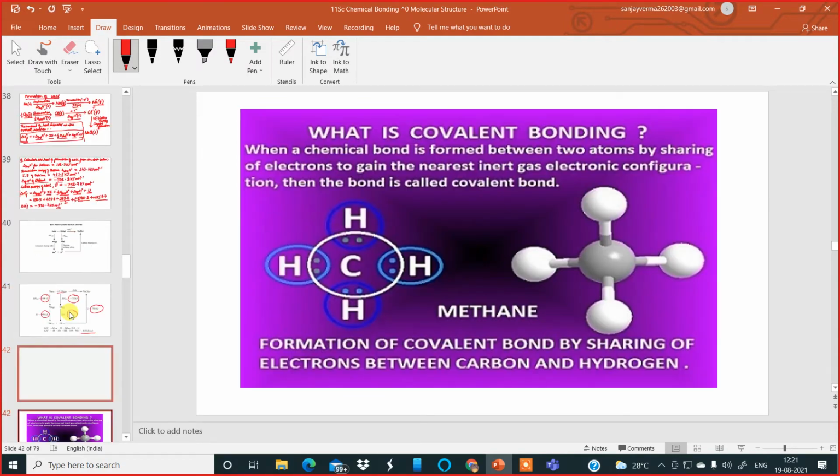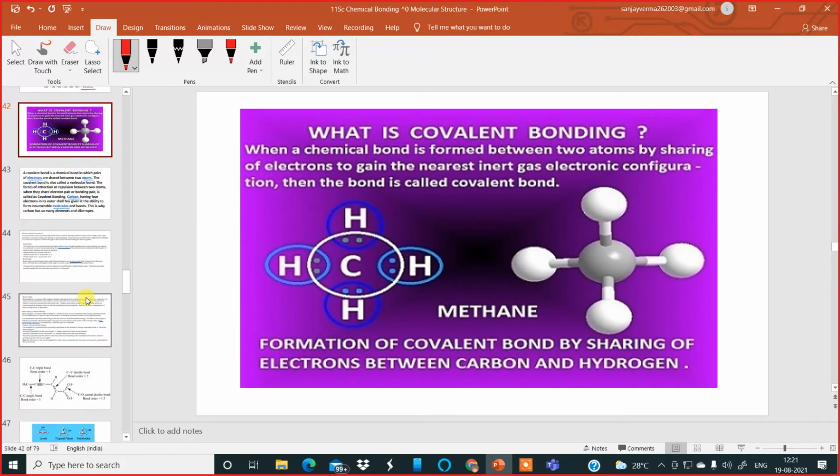Now let's go further to covalent bond. What is a covalent bond? A covalent bond, we know, is a bond formed between two non-metallic atoms by mutual sharing of electrons to gain the nearest noble gas configuration. Then the bond is called a covalent bond.